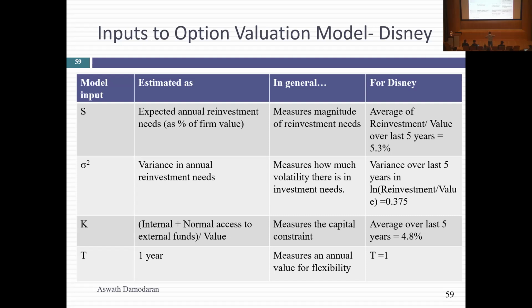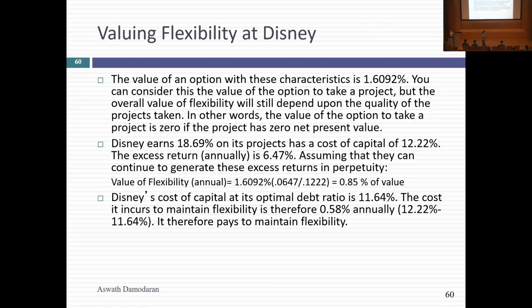It could be 8, it could be 3. And in a normal year, Disney can raise about 4.8% of its value from traditional credit clients and banks. I'm going to try to value the financial flexibility on a 1-year basis so I can compare it directly to the 58 basis points I'm losing by not being at the optimum. So here's what my numbers look like. I first put those numbers into an option pricing model.